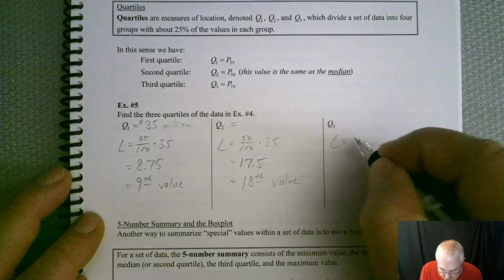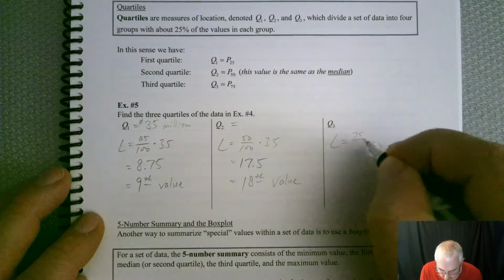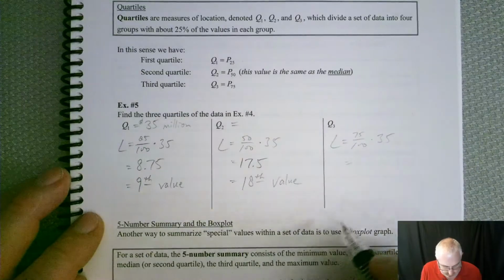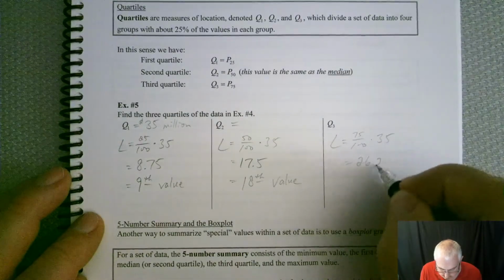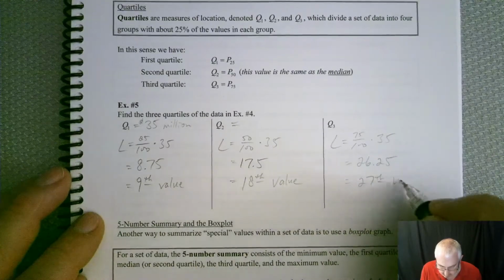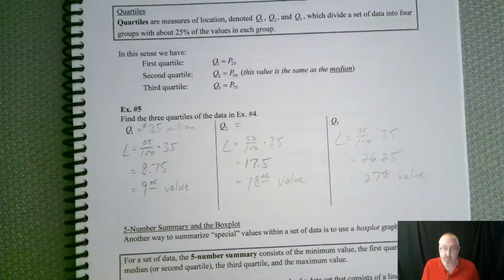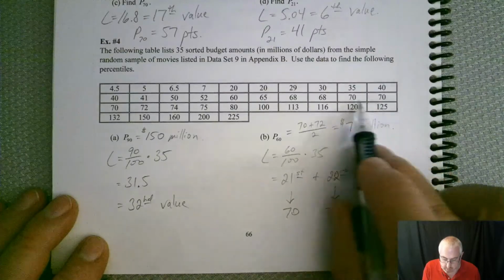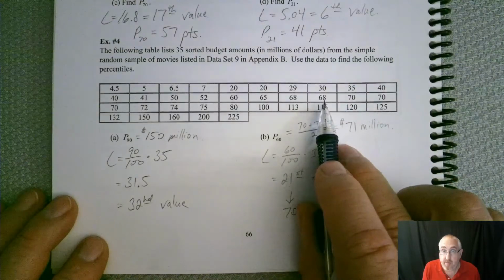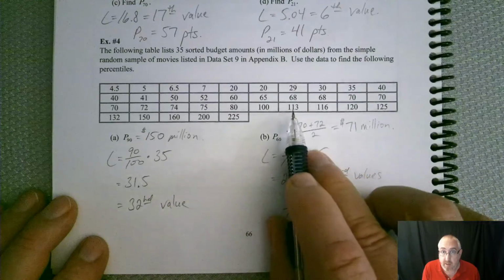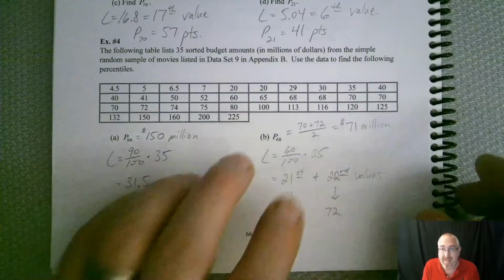So in this case, you got 75 over 100 times 35, which looks like 26.25, so 27th value. All right, so we need 18 and 27. So let's see what we got. All right, so there's 20. So 18 is the 68, 30, 29, 28, 27. So 68 and 113.